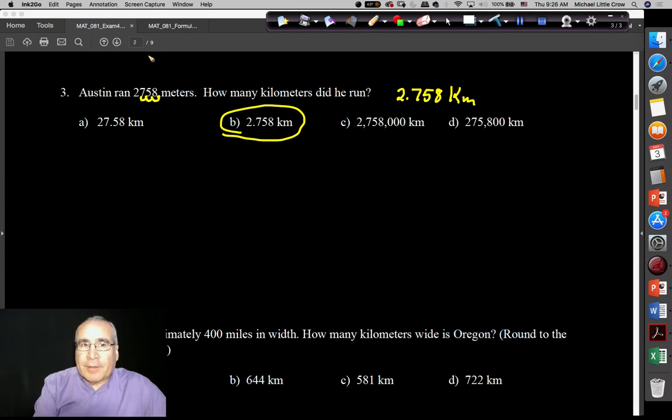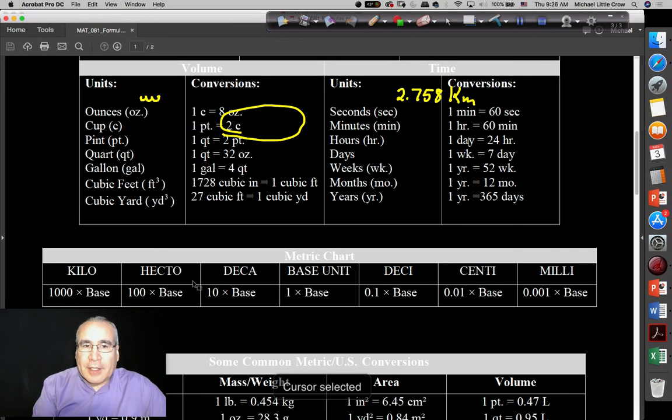And that chart that we took a look at back here, this chart is going to be what you're going to want to use every time you're converting within the metric system.